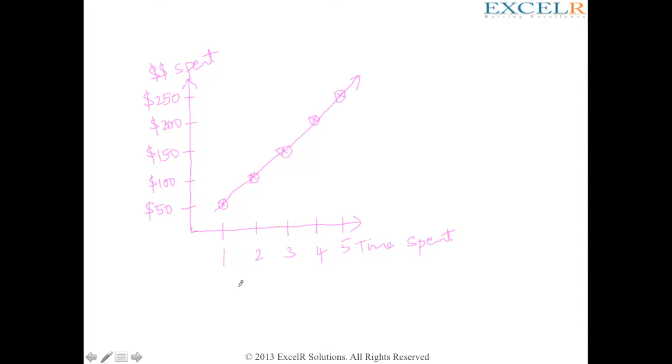that is, as the time spent in the shopping mall increases, if the amount spent also increases, then this is called positive correlation. This is called positive correlation. All right. Now, let me explain to you about negative correlation.